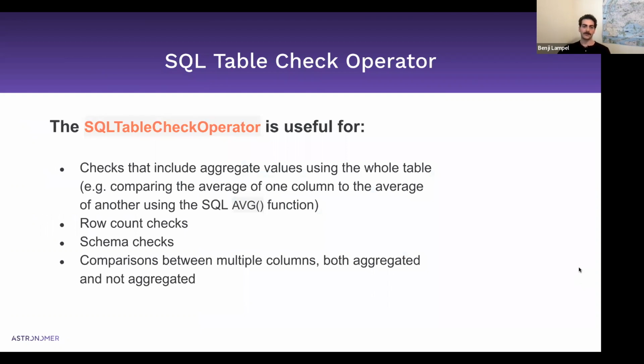So what is a SQL table check operator useful for? Well, we can check anything that includes aggregate values across the whole table. Say we want to compare the average of one column to the average of another using that AVG function. We can do row count checks like we saw before. We can check the schema of a table to ensure that it's what we would expect. And we can do things like comparisons between multiple columns, both in aggregated and non-aggregated forms. And we'll see an example of this later where we check a sum.